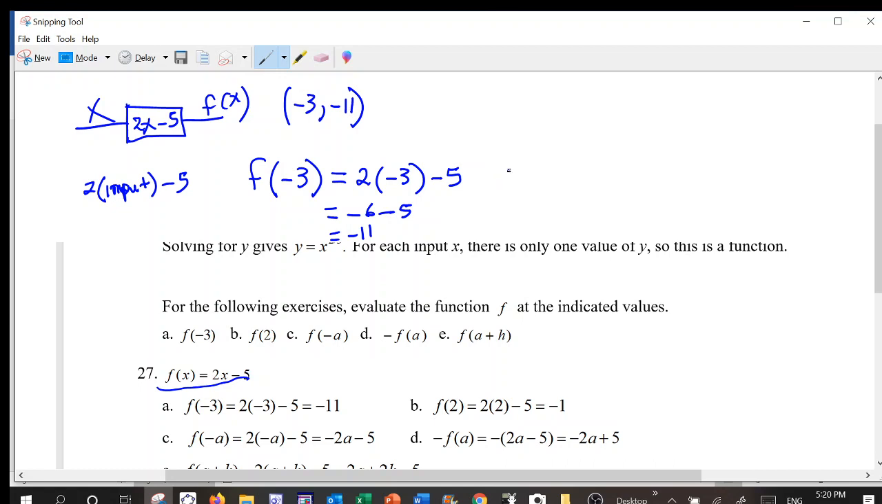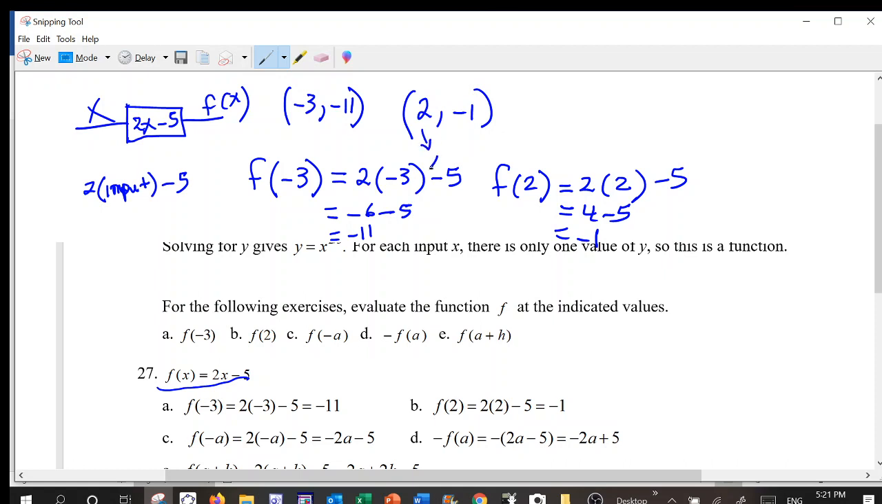Similarly, f of 2 means that we substitute 2 for the input, and we get negative 1, right? That means that if 2 is the input, then the output is negative 1. So that right there is x, and this right here is f of x, right?